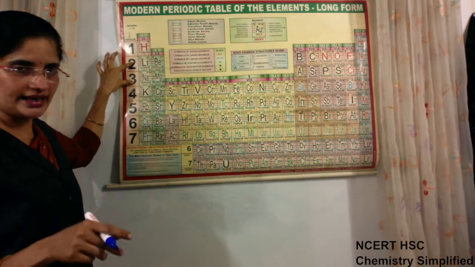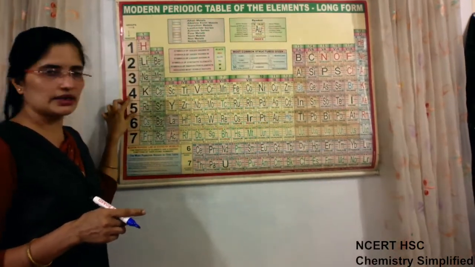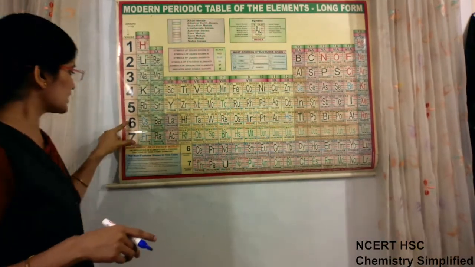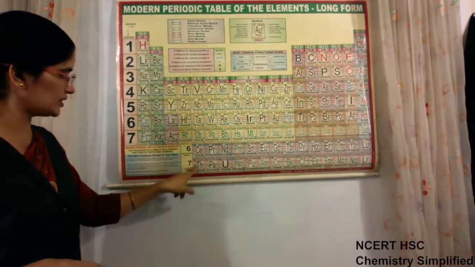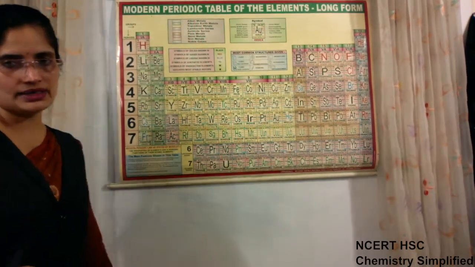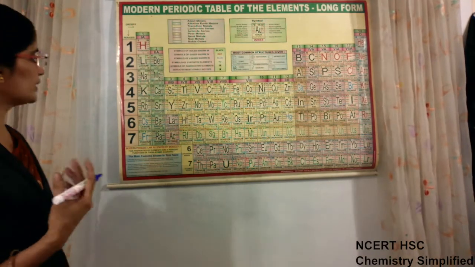These two periods have 8 elements. The 4th and 5th periods have 18 elements. The 6th and 7th periods have 32 elements, including these F block elements. This is about the whole periodic table, how it is classified.